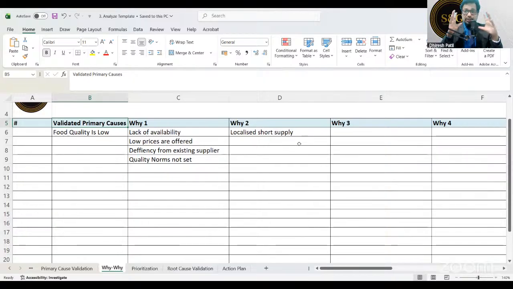We are focusing on the top priority critical primary causes rather than working on all the primary causes and getting exhausted. I have seen people getting exhausted in the process, and their enthusiasm dies down. So to avoid that, first identify primary causes, prioritize them, validate them, then you go for why analysis. Are you clear on this strategy? Just give me a yes in the chat box. Clear, everybody?